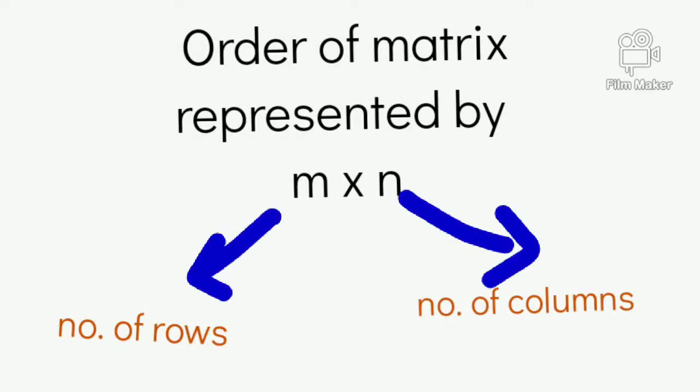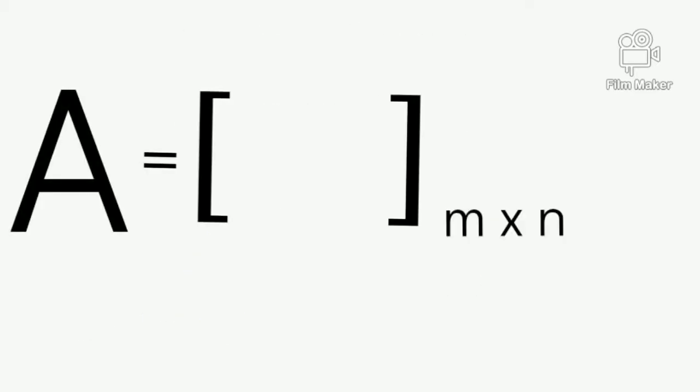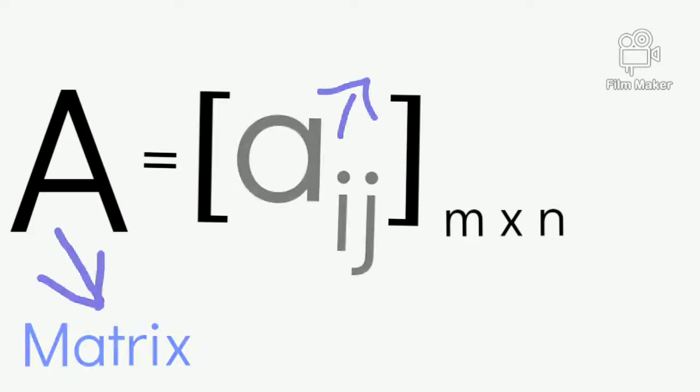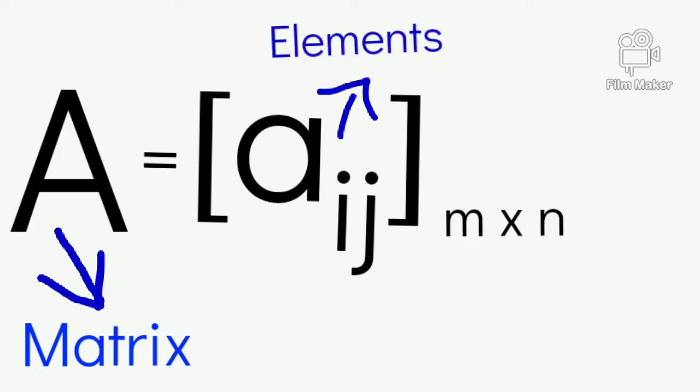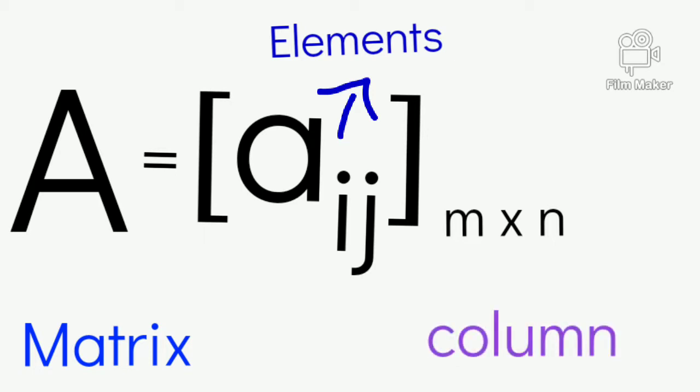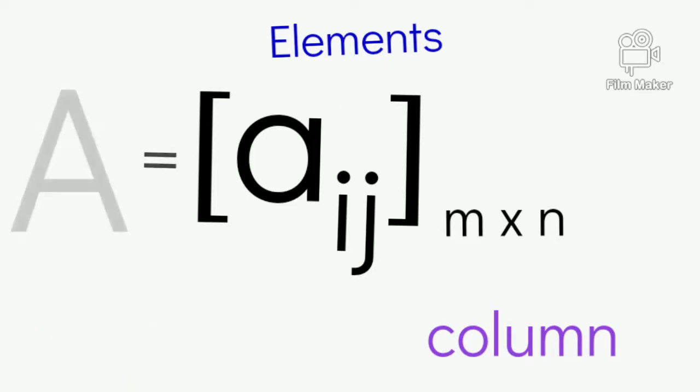The order of the matrix is represented by the letters M and N, where M refers to the number of rows and N refers to the number of columns. Typically, a matrix is represented this way: capital letter A, representing the matrix, equal to, open bracket, small letter a_ij, close bracket, M into N. Capital A refers to the name of the matrix, and the small letter a represents the elements.